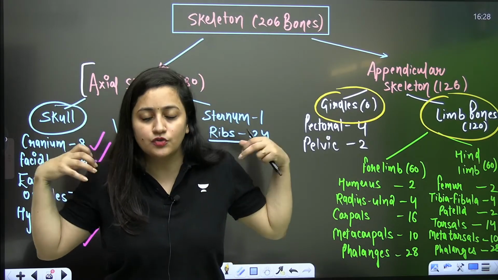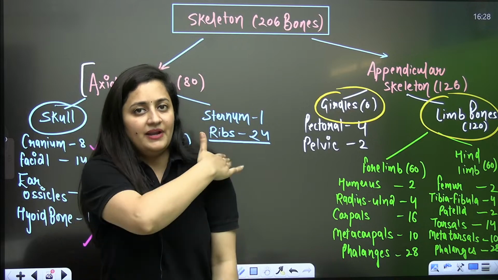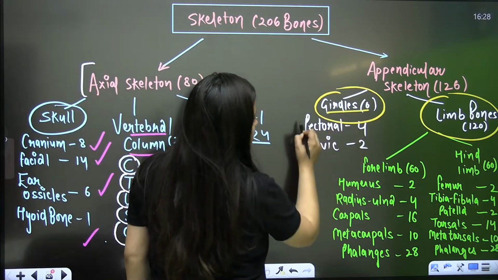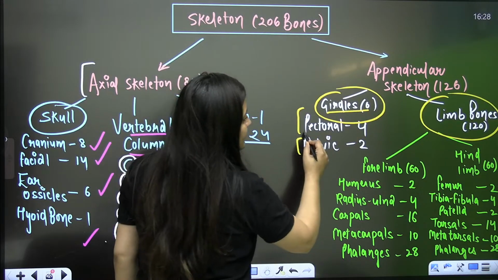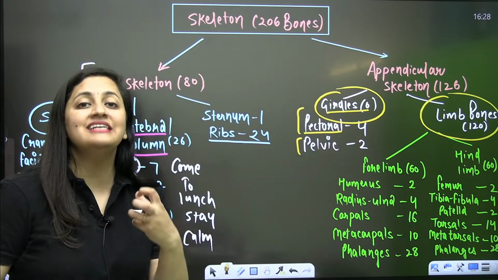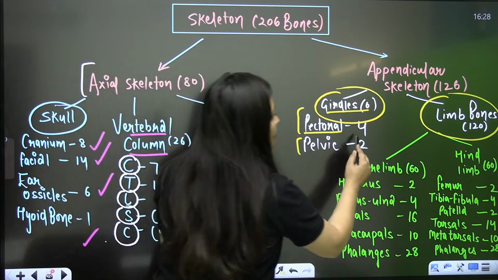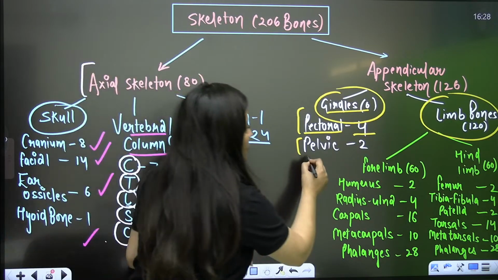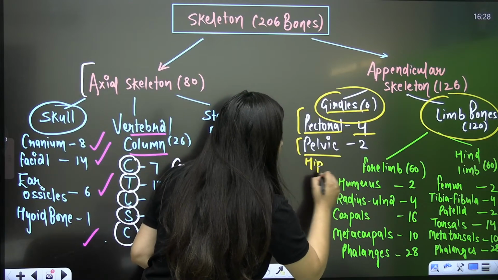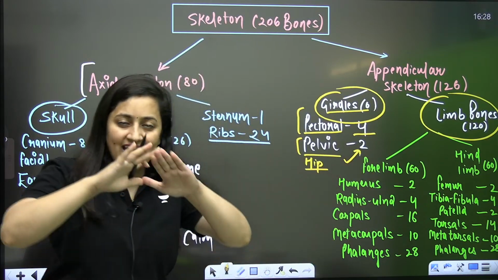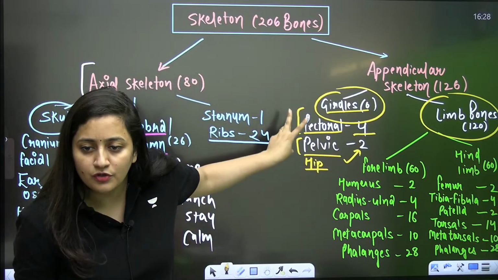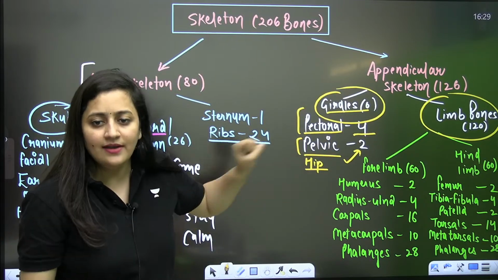Two shoulder girdles we have, made up of two bones. So that's why, when it comes to the girdles, we are going to talk about two girdles. Pectoral, which is also known as shoulder girdle, made up of 4 bones. 2 bones here, 2 bones here. Pelvic girdle, which is the hip girdle, made up of 2 bones, right? So 2 bones will fuse, they are making 1 pelvic girdle. So we have 2 shoulder girdles, 1 pelvic girdle.